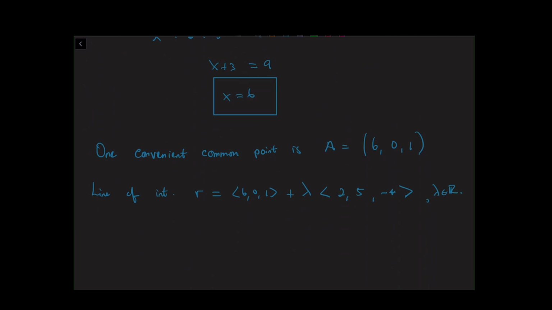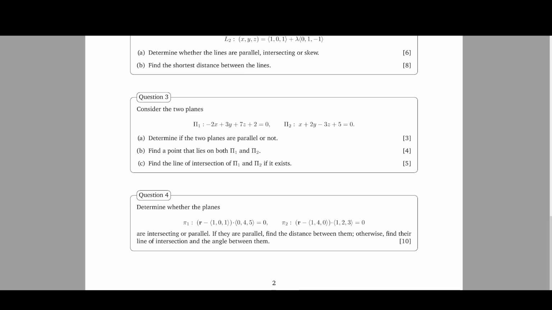So remember that the question asks for two things, right? We are dealing with the intersecting part because they are not parallel. So they said to find their line of intersection. We just did that, and the angle between them. So we need to use the formula, the cos inverse, the cos theta is equal to, you multiply the two normals and you divide by the norm of the two normals multiplied by each other.